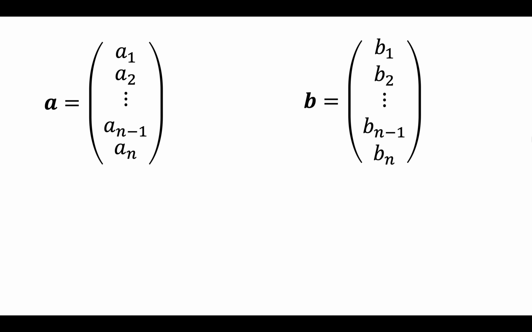Okay, so here we have two n-dimensional vectors a and b, where the components of a are a1, a2, all the way through to an, and the components of b are b1, b2, all the way through to bn. These vectors will have some angle between them. Here I have shown it with theta.